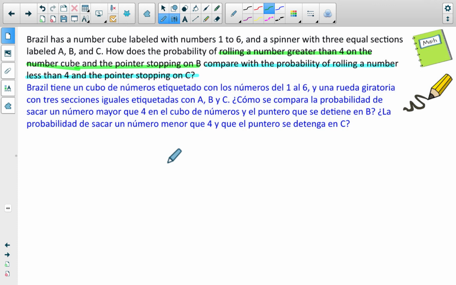Since these are independent events, they're separate events happening. They don't affect each other. I can find the probability of both and multiply it together. I can also create a table, which I'll show you in a second. I could also technically create a list or a tree diagram.